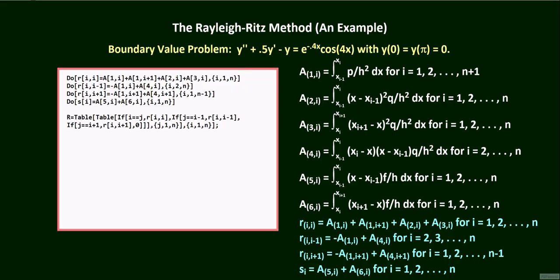For the vector s, we first form the table or list of the s sub i's, with i going from 1 to n. We then enclose this list within a pair of curly brackets to form a row vector. Then we use the transpose command to get s as a column vector.